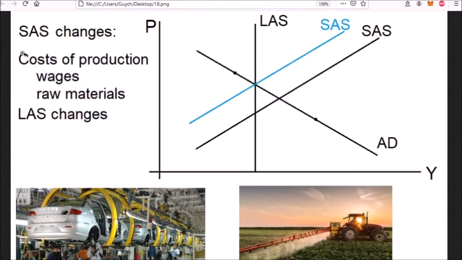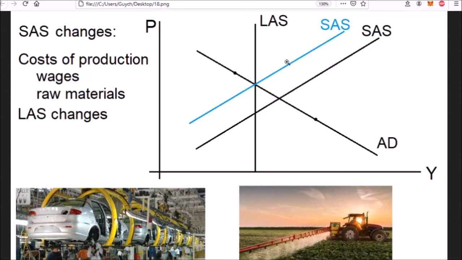Next, let's have a look at the changes in the short-run aggregate supply curve. So basically here we have any factors that can change the production costs will shift the aggregate supply curve. And whenever the long-run aggregate supply curve shifts, together with it, the short-run aggregate supply curve shifts as well in the same manner. We'll talk about the long-run aggregate supply curve changes together with the SAS changes in a minute. Let's first talk about the production costs.